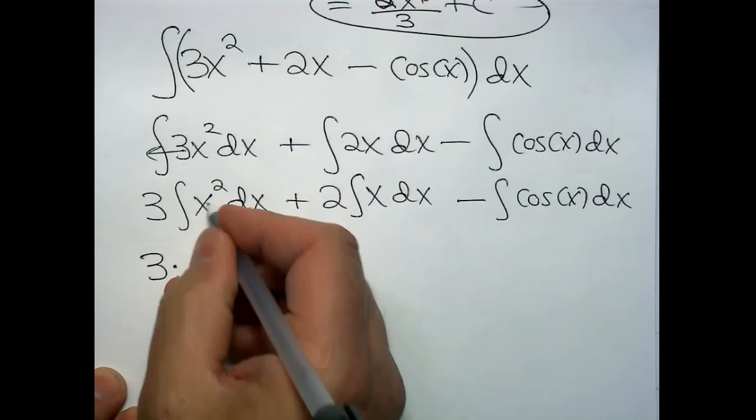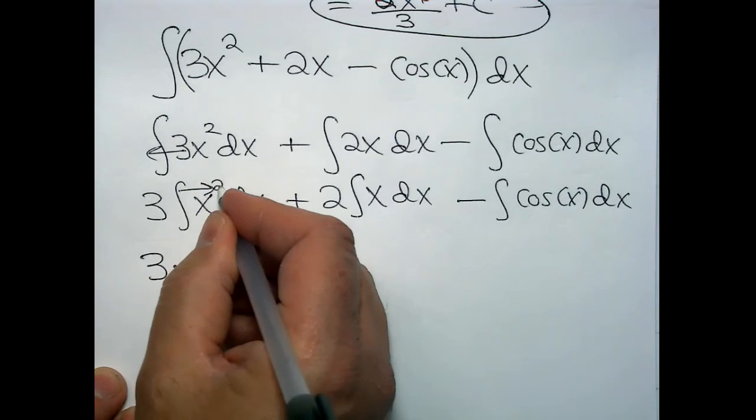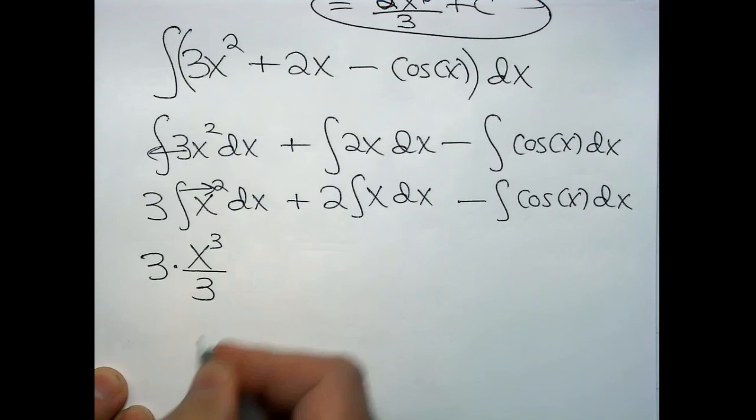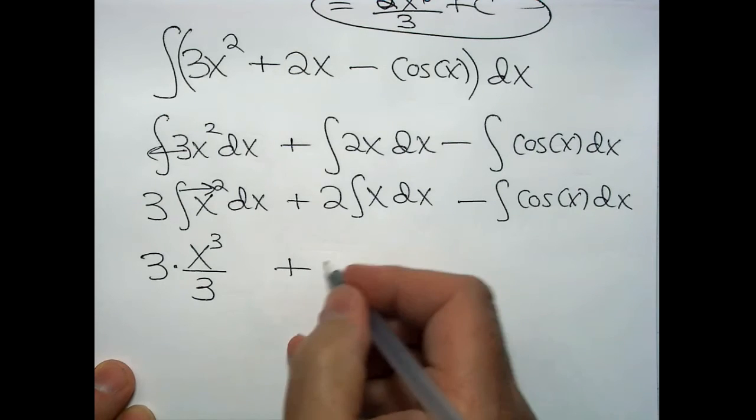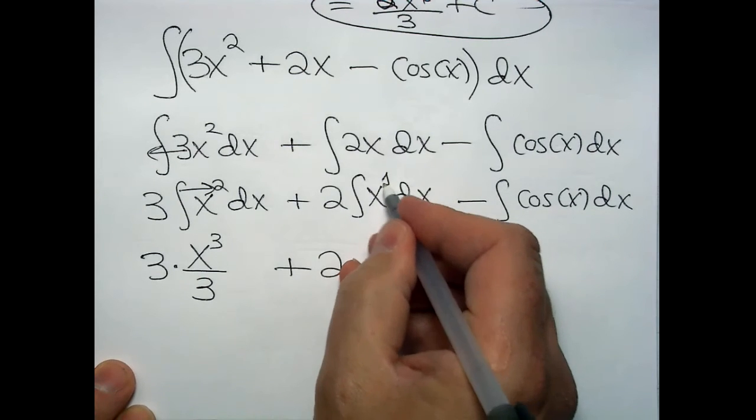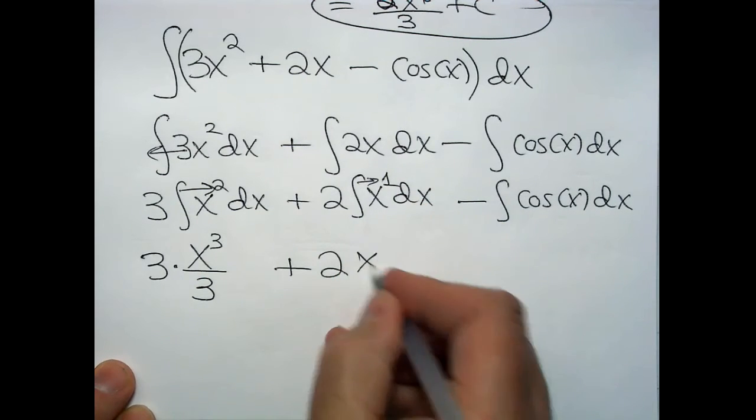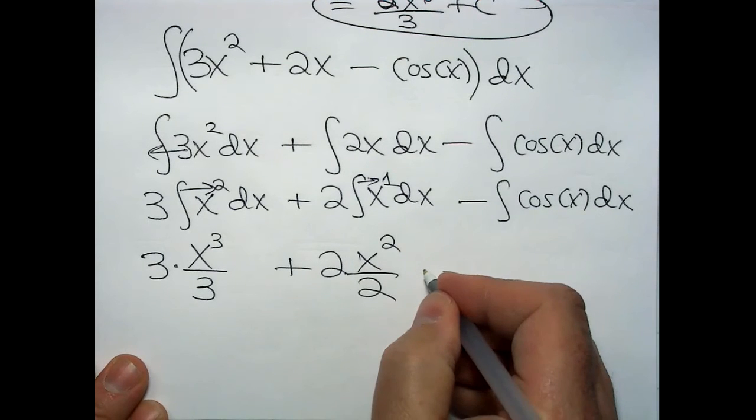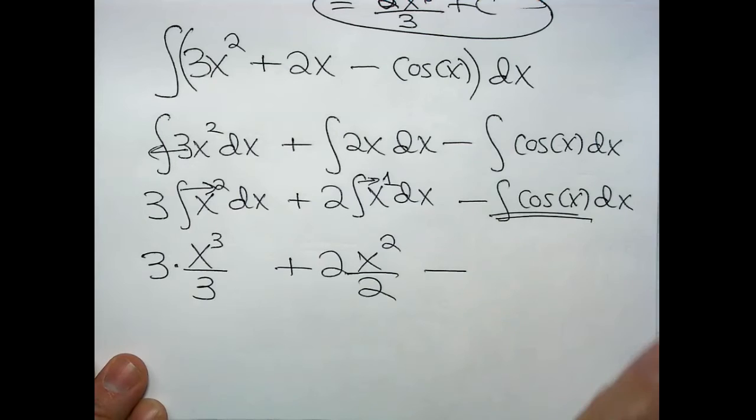3, part of the answer. Antiderivative looks at exponents, as long as they're constant, and adds 1 to the exponent and divides by the new exponent. Plus 2. The antiderivative looks at the exponent. It adds 1 to the exponent and divides by the new exponent. Minus the antiderivative of cosine.